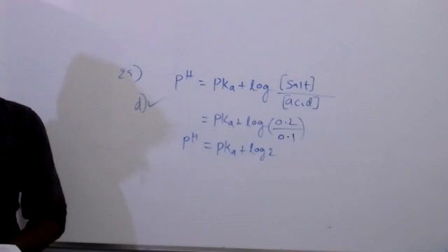Question 26: 1 decimeter cube solution contains 10 power minus 5 moles each of Cl minus ion and CrO4 2 minus ions and is treated with 0.4 moles of silver nitrate. Which one of the following observations is made? Precipitation does not occur; silver chromate gets precipitated first; silver chloride gets precipitated first; both silver chromate and silver chloride start precipitation simultaneously.